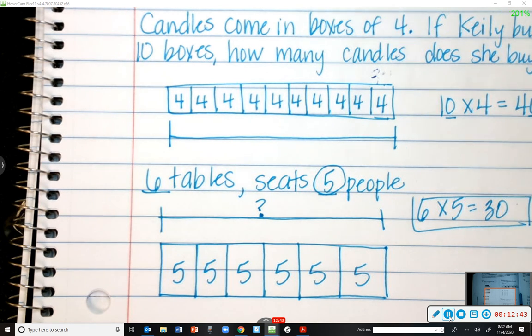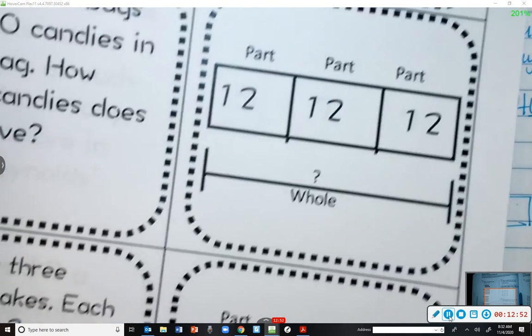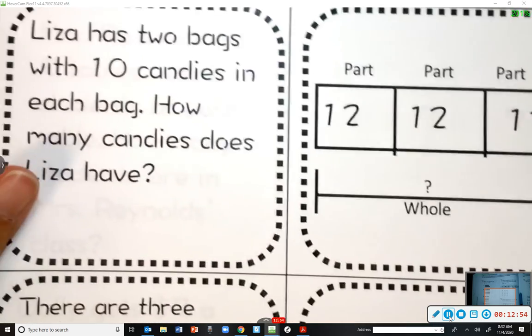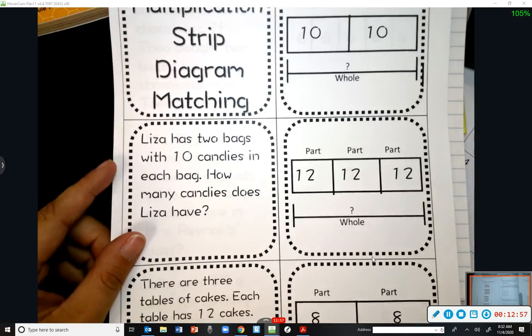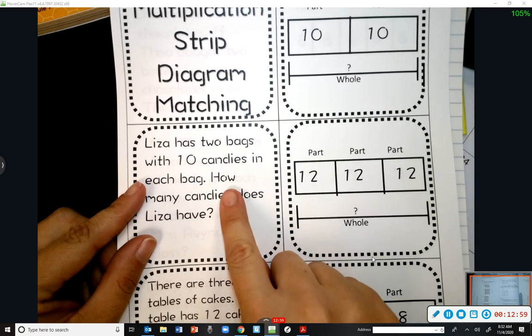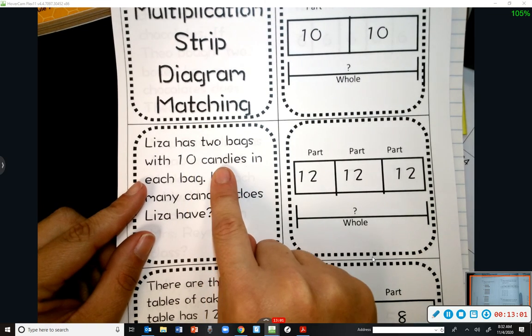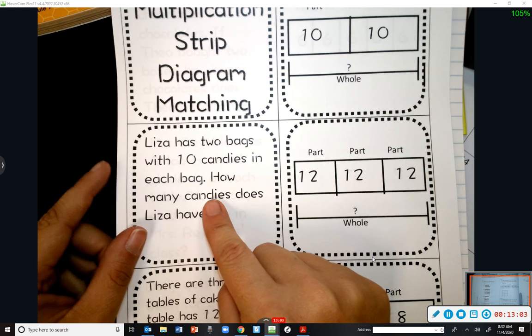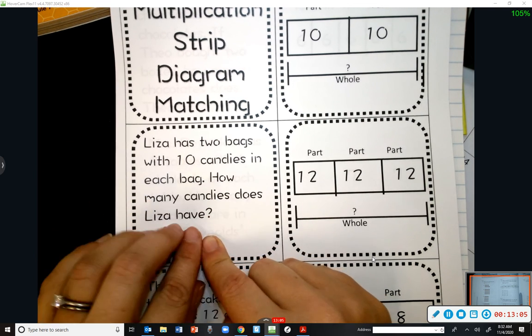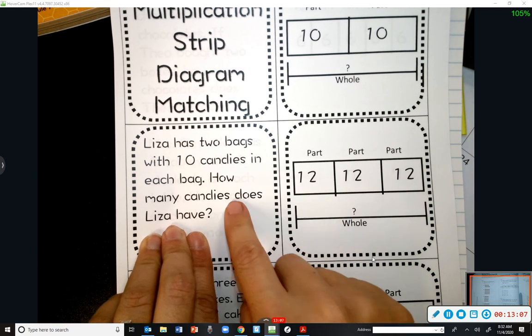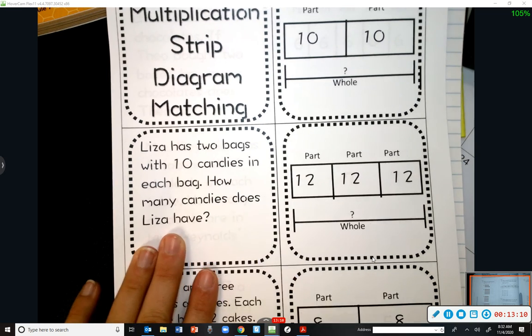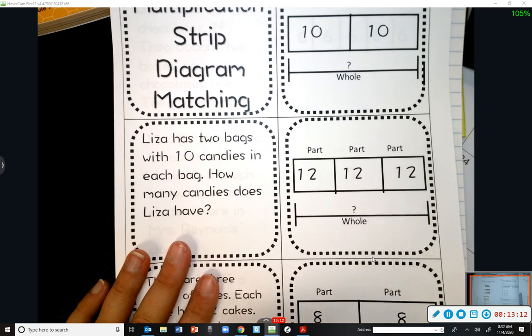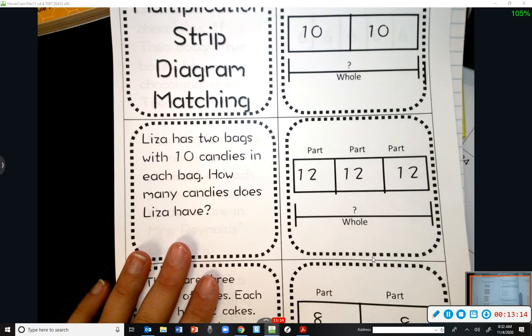Okay. So this is what you're going to do. Your assignment has word problems and whole parts. But you see how they're all mixed up. Liza has 2 bags with 10 candies in each bag. How many candies does Liza have? This strip diagram does not go with it. So your job is to match the strip diagram to the word problem, okay?